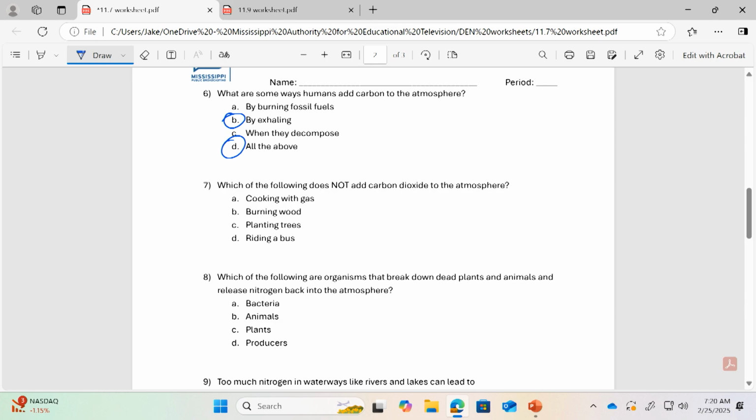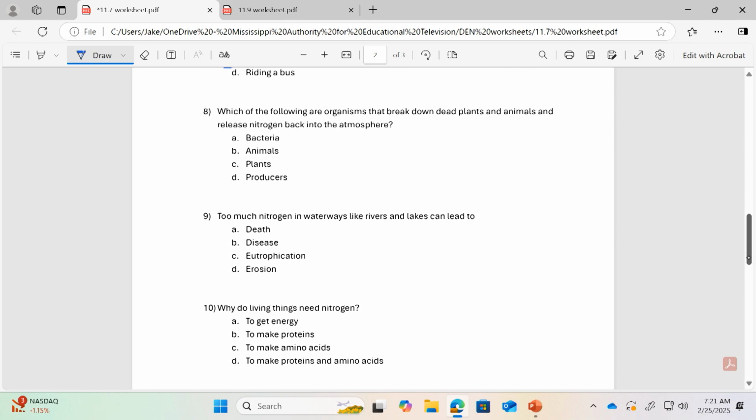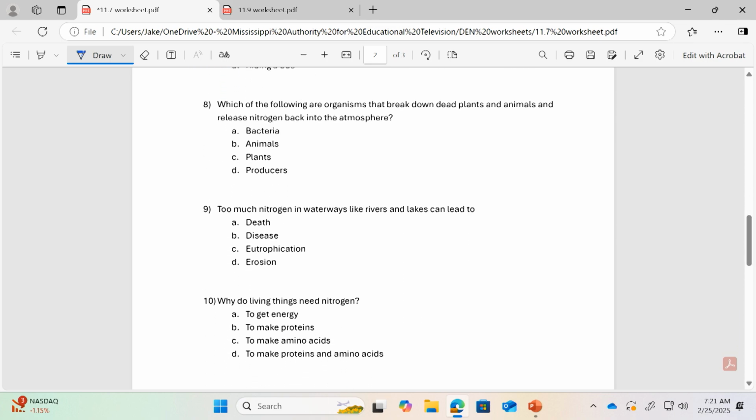All right, let's keep this going. Number 7 says, which of the following does not add carbon dioxide to the atmosphere? Okay, so all of these would, except for planting trees. Because when you plant trees, remember they're going to start to do photosynthesis, and that would actually remove carbon dioxide from the atmosphere. Great. All right, I got just a few left here. So here's 8. Which of the following are organisms that break down dead plants and animals and release nitrogen back into the atmosphere? Okay, so these are going to be bacteria. Bacteria is the thing that breaks down dead plants and animals, okay?